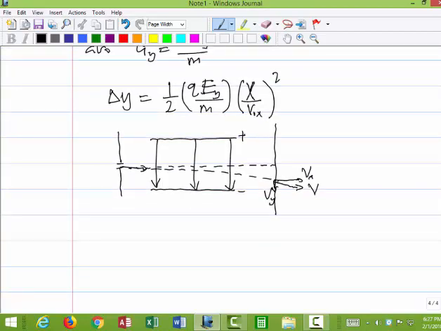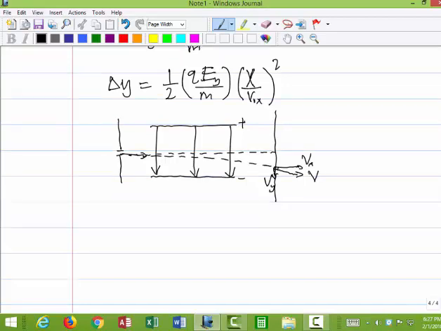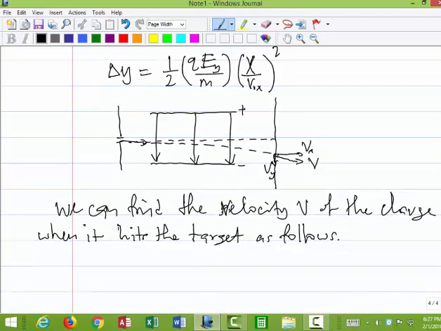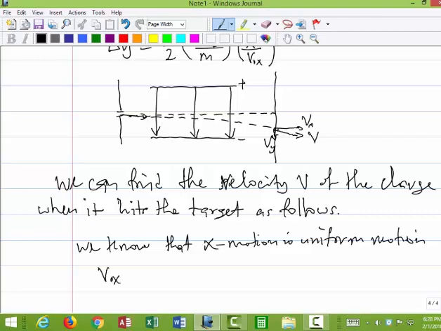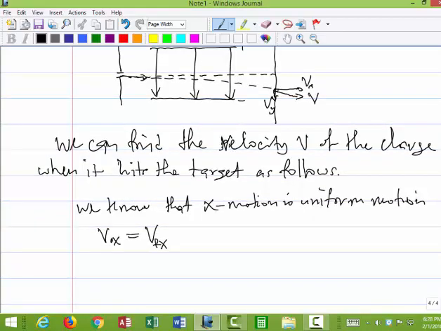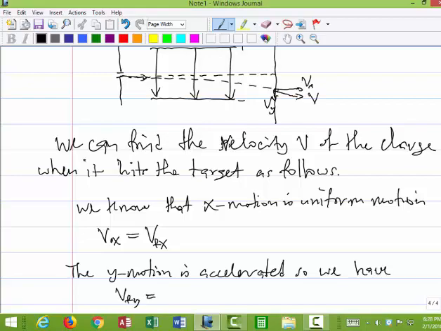The next question is, how fast is it traveling when it hits the target? When the charge hits the target, we can find the velocity v. We know that x motion is uniform motion, so there is no acceleration. So v naught x is equal to v final in the x direction. And then the y motion is accelerated, so v final y is equal to v initial y plus the acceleration in the y direction times delta t.